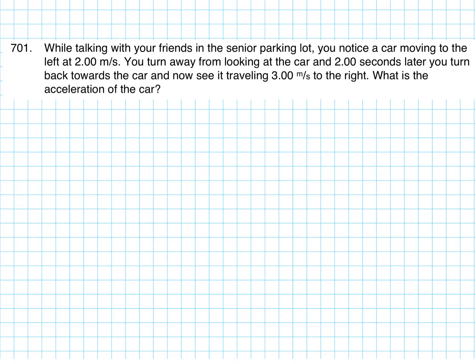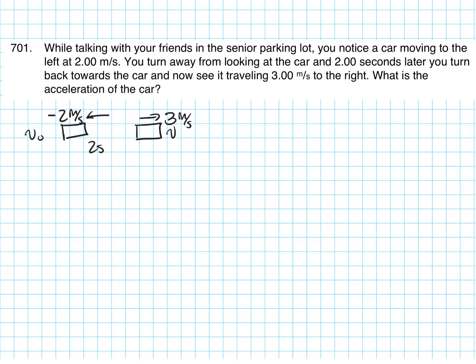All right, to begin with, I'll start with a little picture. So I'll make this my car. Nothing too fancy. It's moving to the left, so I'll call left negative. And now, 2 seconds later, the car is moving to the right at 3 meters per second. So that's going to be my initial velocity to the left, and that's going to be my final velocity to the right. And I'm looking for the acceleration of the car.